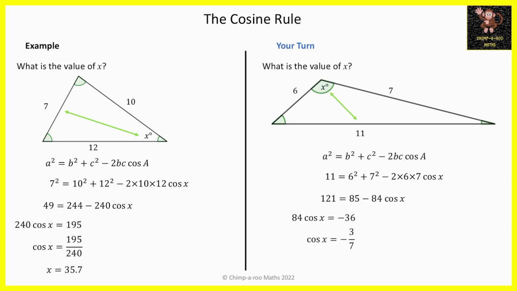So we do the inverse cos of minus 3/7, and we get an obtuse answer. x is 115.4. Now that is the largest value. It's opposite the largest side, so it's the largest angle. So again, your answer is sensible. You can be pretty confident that you are correct.